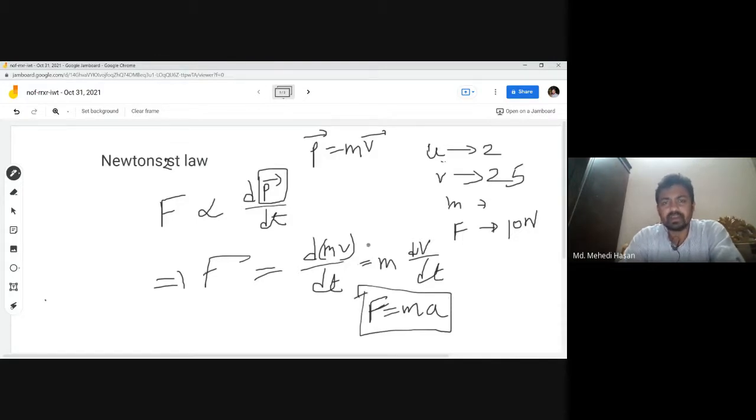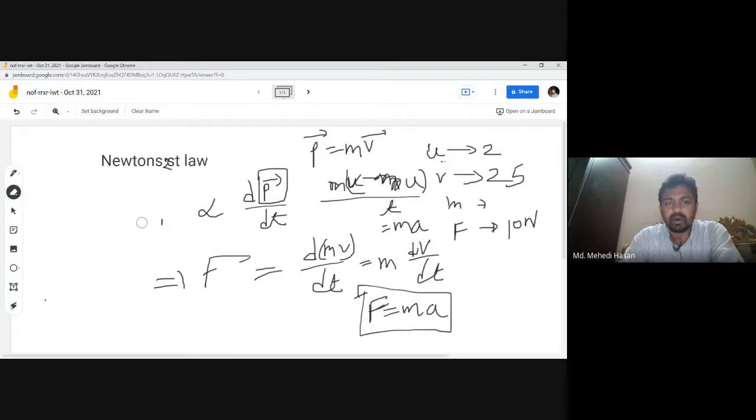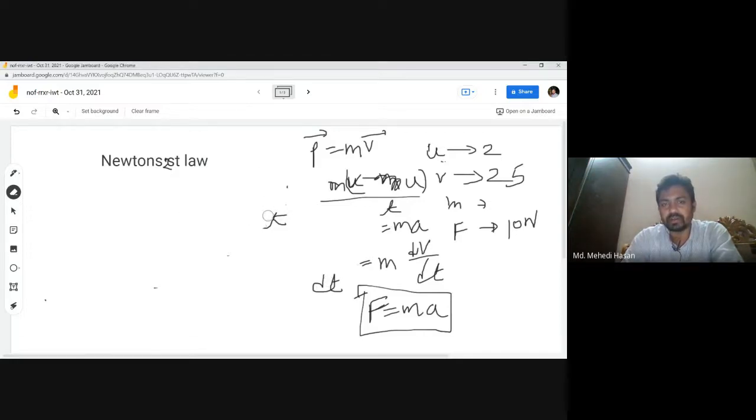Or you can say another way: the change in momentum is mv minus mu, and mv minus mu divided by t is the change in momentum with respect to time. If you take m common, then (v minus u) divided by t is the acceleration, so it is also equal to ma. So the final equation according to Newton's second law is F equals ma. You have to remember this equation. This is the relation between force and acceleration when a force is applied.